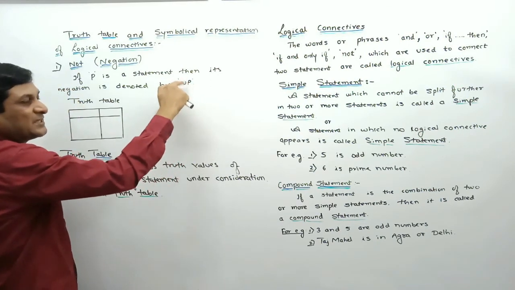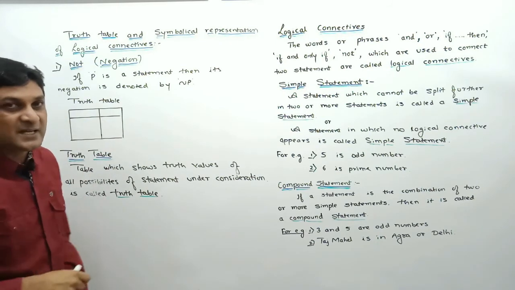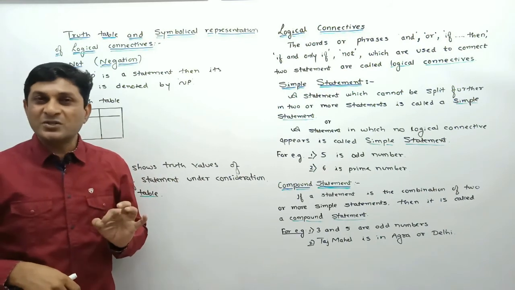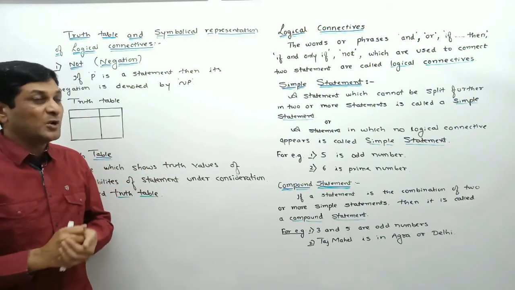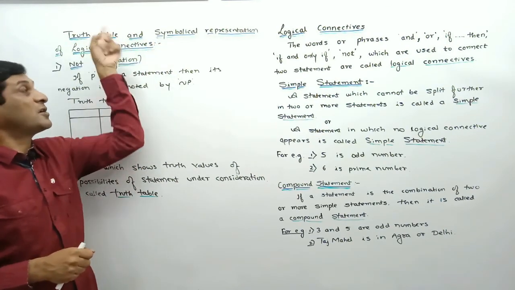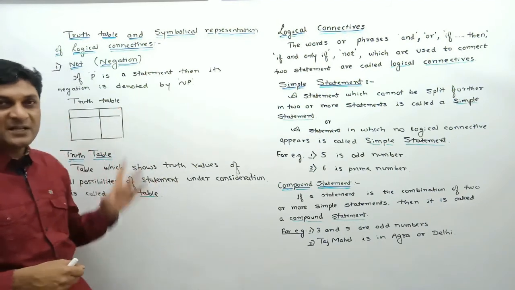This notation which we have used in similarity to show that 2 triangles are similar. So this notation in logic is used for which logical connective? Not. Is it clear? So hope the idea about symbolical representation, because we are discussing symbolical representation and truth table of logical connective. Total 5 logical connectives are there.